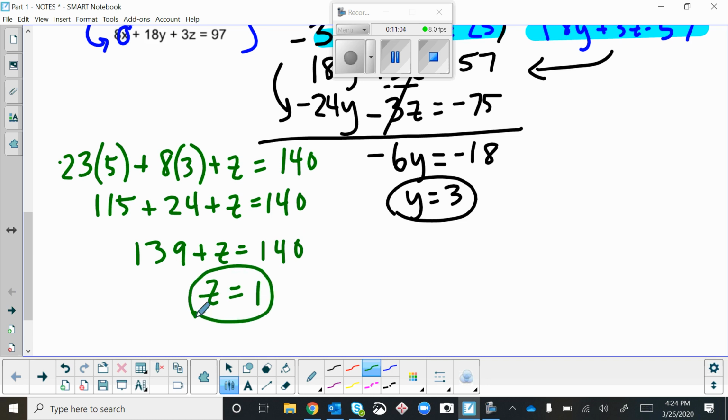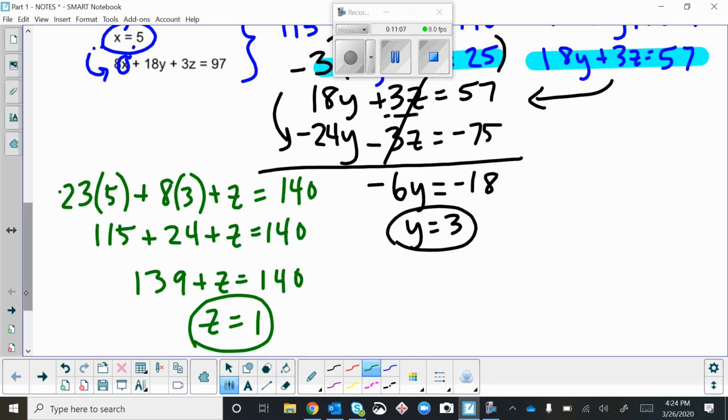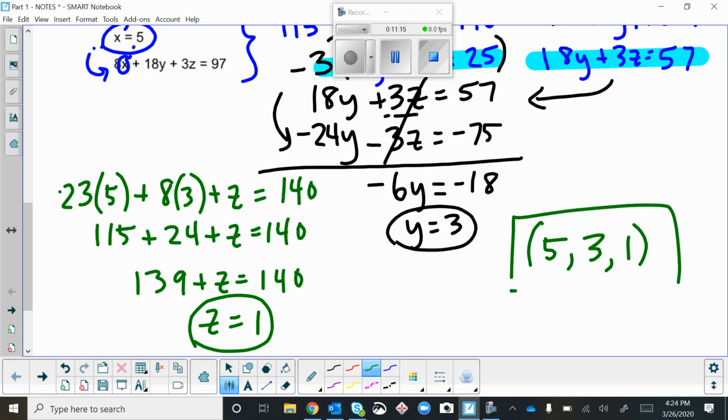So then we just write our answer as an ordered triple in alphabetical order with x first. X is 5, y is 3, and z is 1. All right, there you go. There are your notes for today.